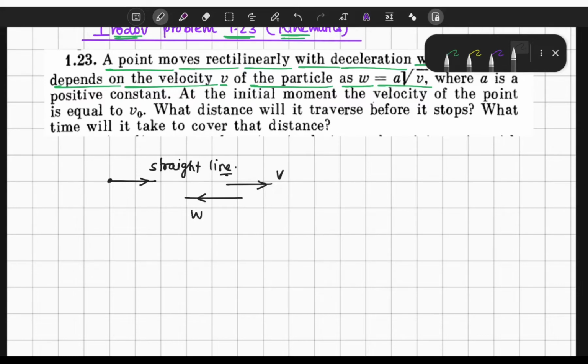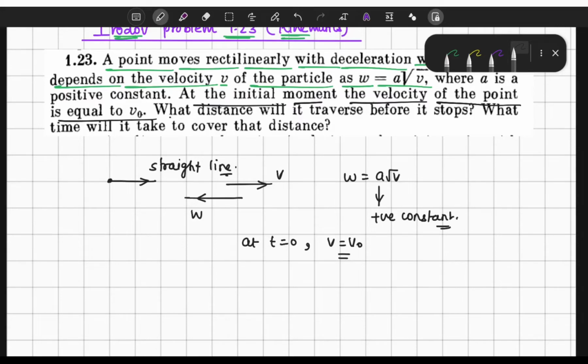So the velocity will be in the opposite direction of the acceleration, and the expression of the acceleration is given as a root v, and here a is a positive constant. And at the initial moment the velocity of the point is equal to v naught. So at t = 0, velocity is equal to v naught, and it is asking what distance will it traverse before it stops and what time will it take to cover this particular distance.